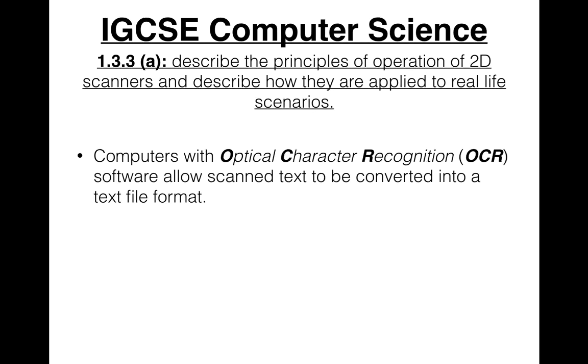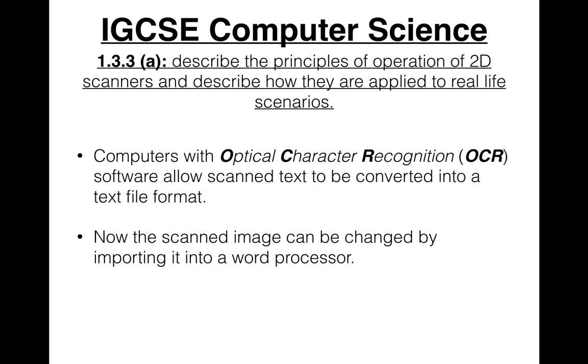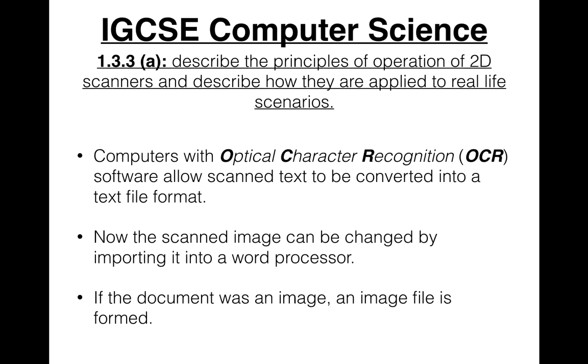Now, computers with OCR software allow scanned text to be converted into a text file format. So basically, if it's a page from a book that you scan, then OCR can look for the letters in the scan or the file, and then you can use it to, for example, change or copy text. It's quite useful. So the scanned image can now be changed by importing it into a word processor, if the document is in an image file format, such as a JPEG file.